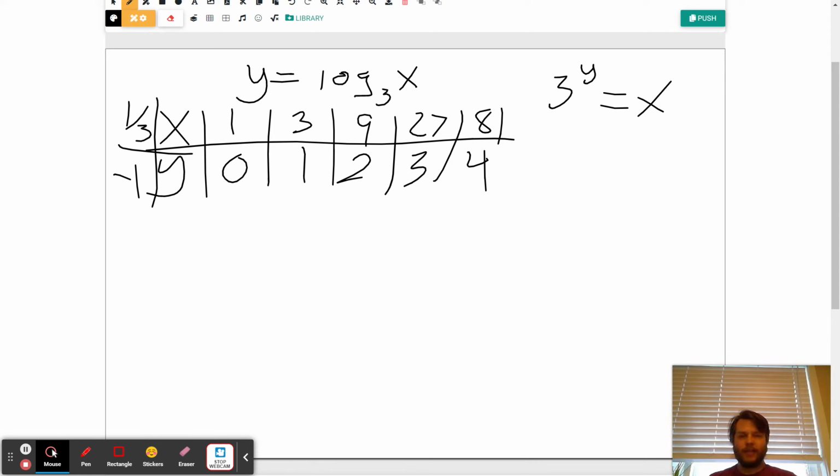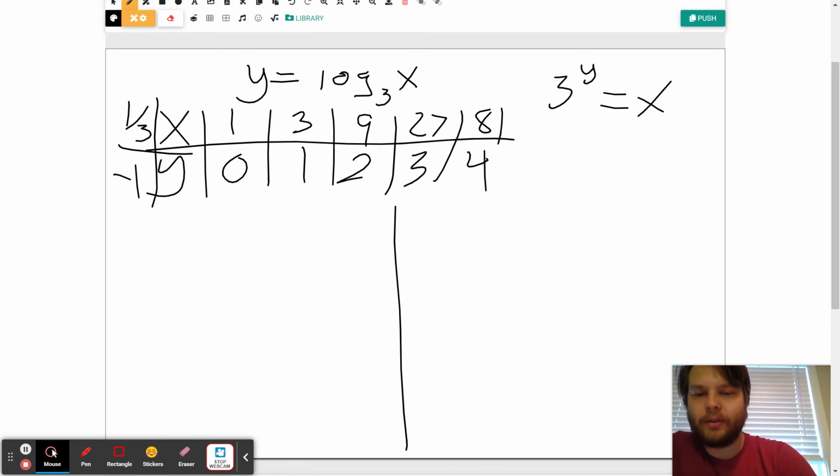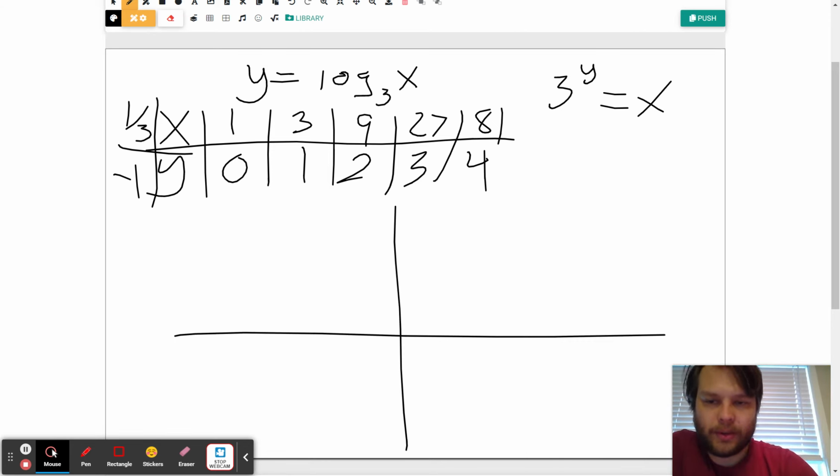You should notice that this is the inverse of an exponential. The x values are increasing a lot, and the y values are increasing very slowly. Many of you are familiar with the exponential curve. Has an asymptote, a horizontal asymptote, and then it skyrockets. This is the inverse. Horizontal becomes vertical. Instead of skyrocketing, it is growing very, very slowly. So what I will graph for you is the logarithmic function.